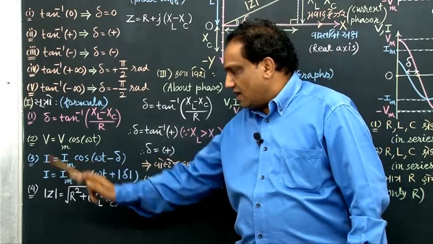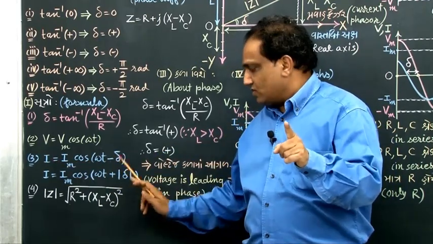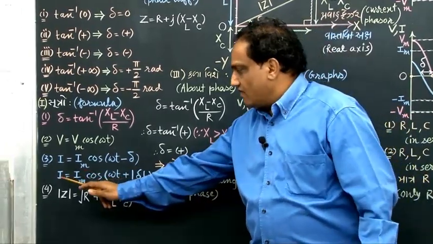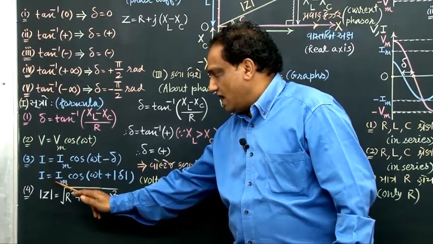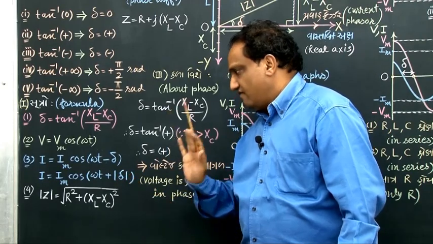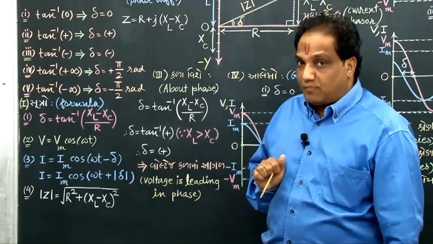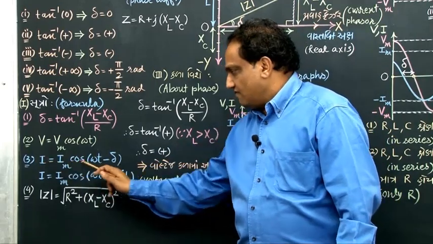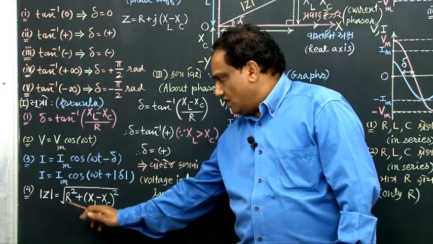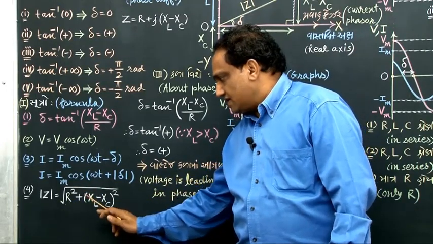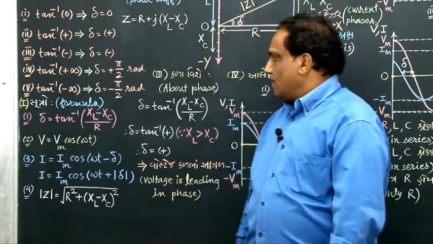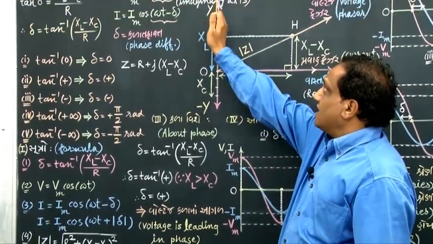This formula of alternating current you will remember for positive value of delta. If the value of delta is negative, then the formula of current is I equals Im cos of omega t plus mod delta. At present delta is positive, so we should use this formula. What about mod Z? The mod Z formula was under root of R square plus (XL minus XC) whole square. Now let us go for the phase diagram.